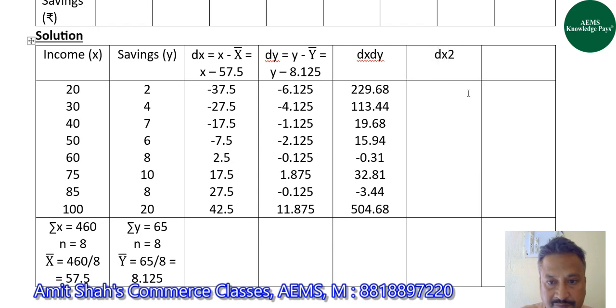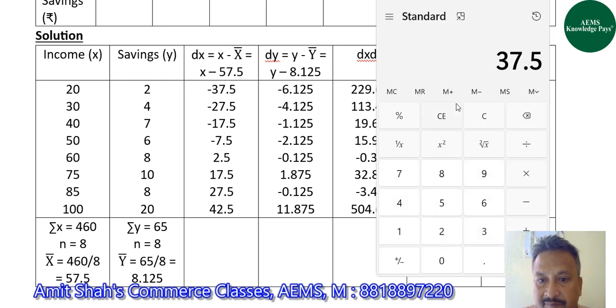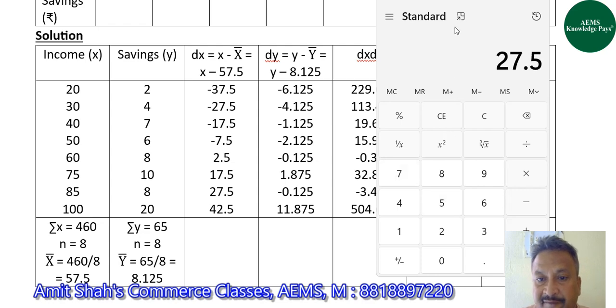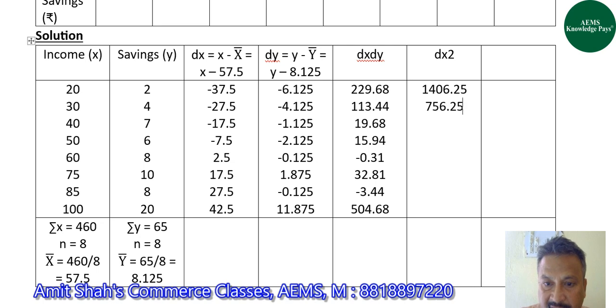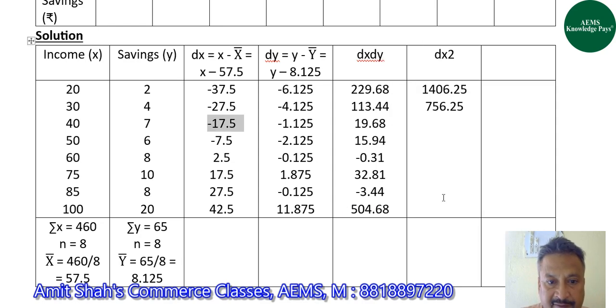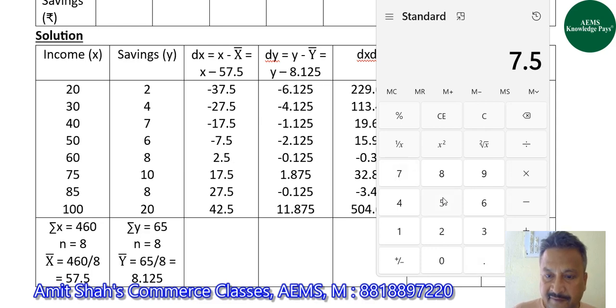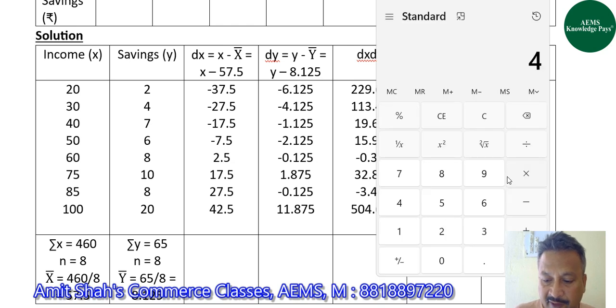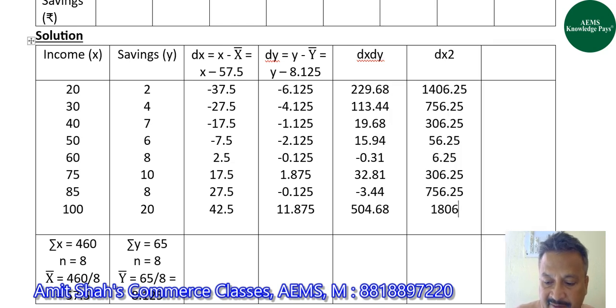Now dx square, that is the square of 37.5: 1406.25. And the square of 27.5: 756.25. And the square of 17.5: 306.25. Square of 7.5: 56.25. Square of 2.5: 6.25. Again 17.5, 306.25, 27.5, 756.25, and 42.5, square of it is 1806.25.